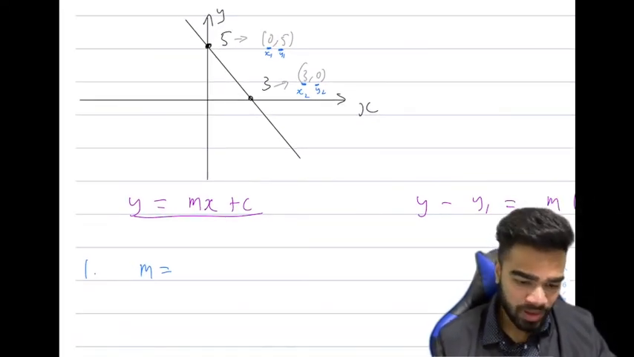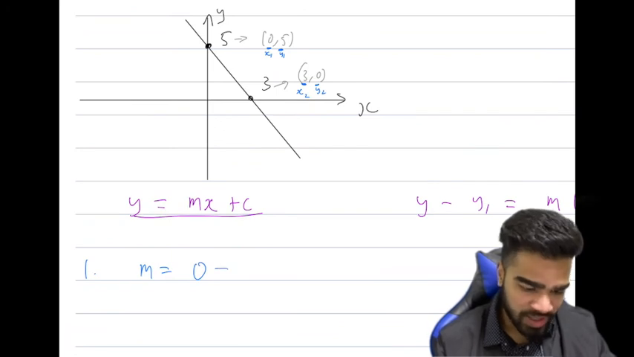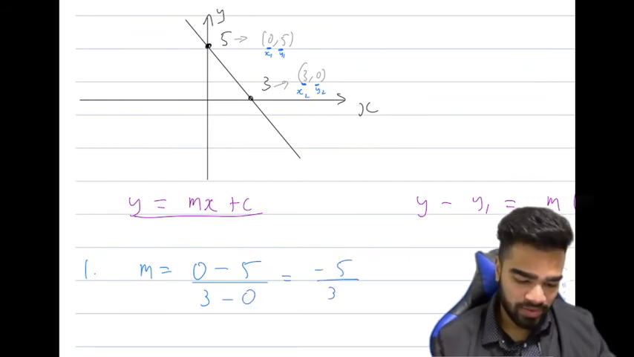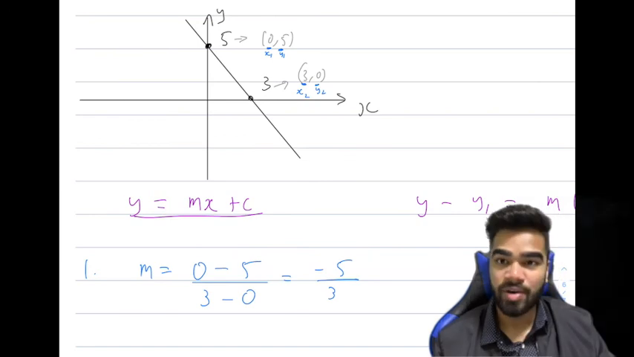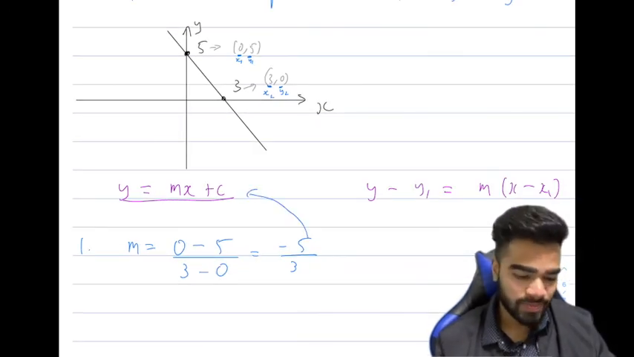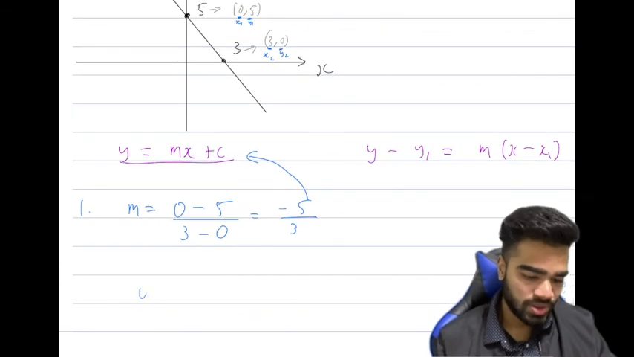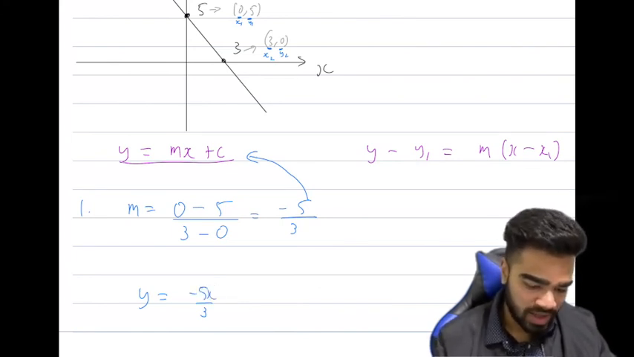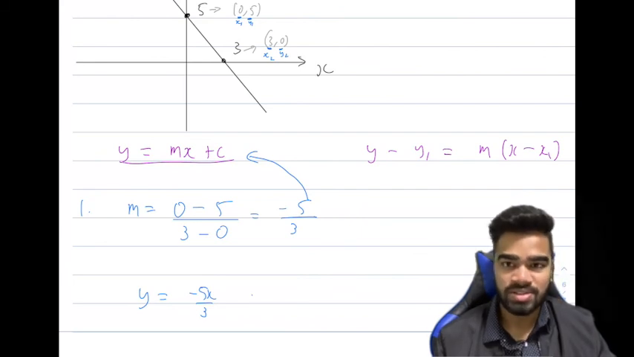So y2 in my case is 0, minus y1 which is 5, divided by x2 which is 3, minus x1 which is 0. So you have negative 5 at the top over 3. So negative 5 on 3 is your gradient. It's okay to have fractions as your gradients. Then we'll sub this into this equation: y is equal to negative 5 over 3x. Or you can write it as negative 5x over 3. Same thing. It doesn't matter.